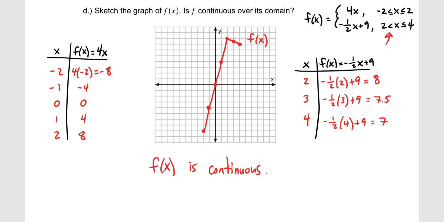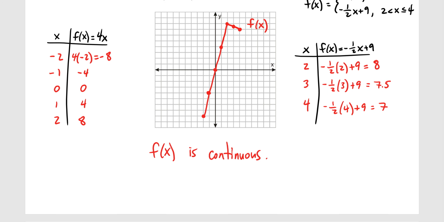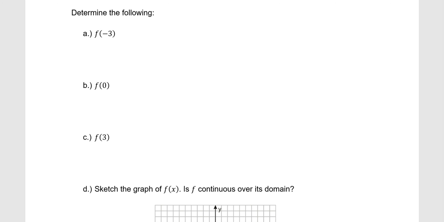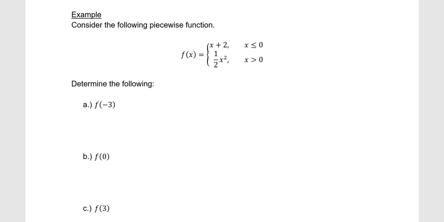Okay, so let's do one more of these questions. So let's do this piecewise function f of x, which is x plus 2 when x is less than or equal to 0. And then f of x is 1 half x squared when x is greater than 0.